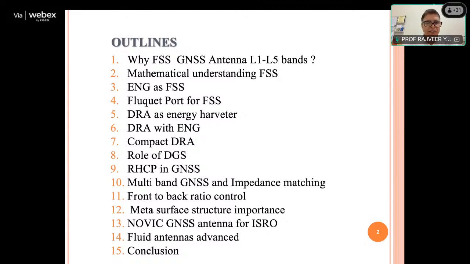If time permits, then I'll discuss the advancement of fluid antennas. These fluid antennas are the new norm as far as research is concerned, because in fluid antennas you make use of fluid pumps and microcontroller devices, and you get all-in-one solutions. These are burning technologies and upcoming technologies. And in the last, I'll conclude my talk.